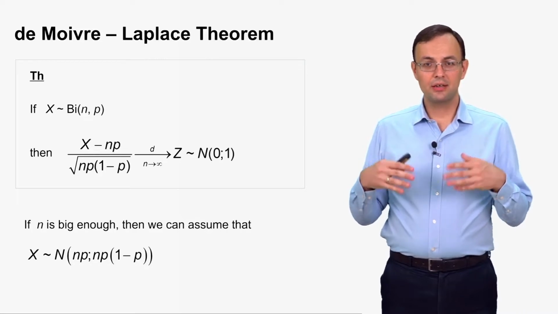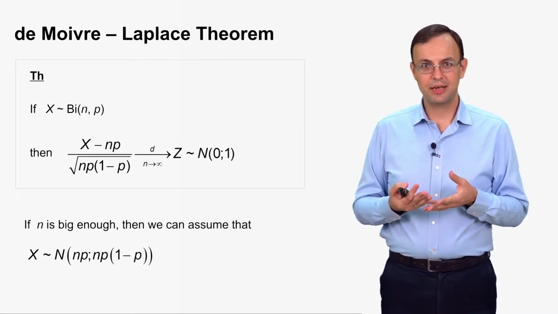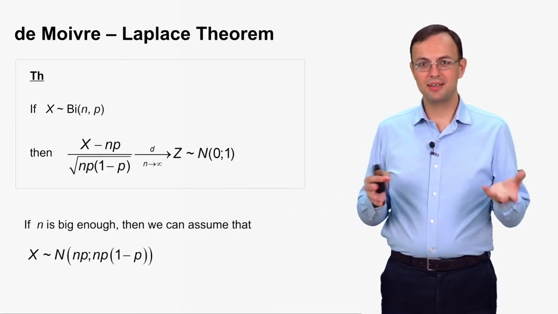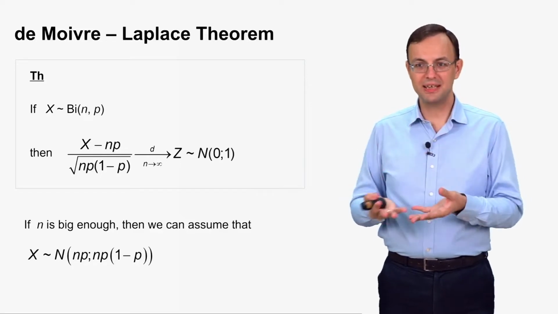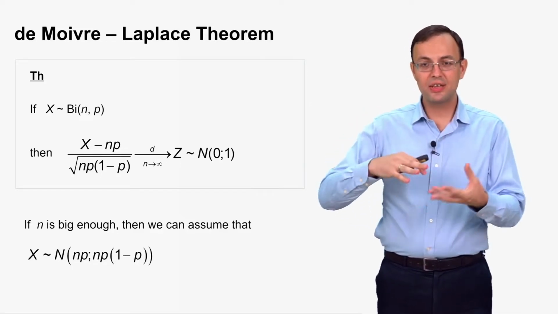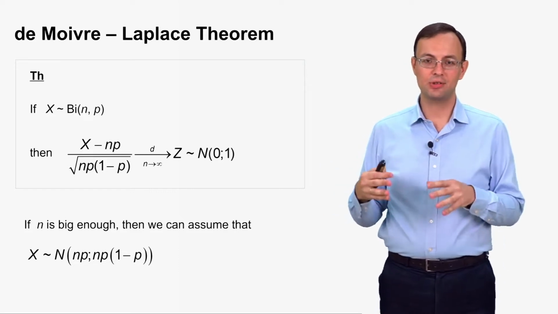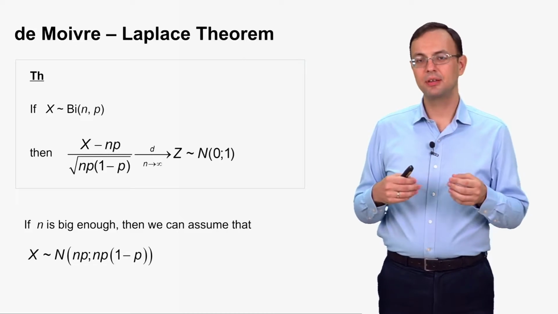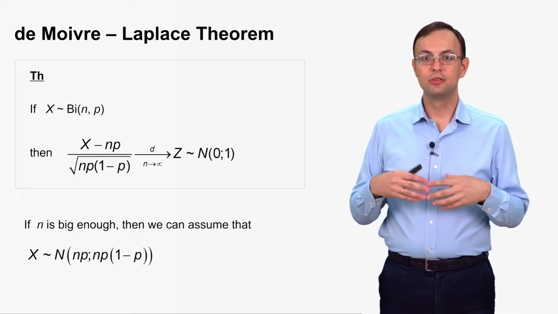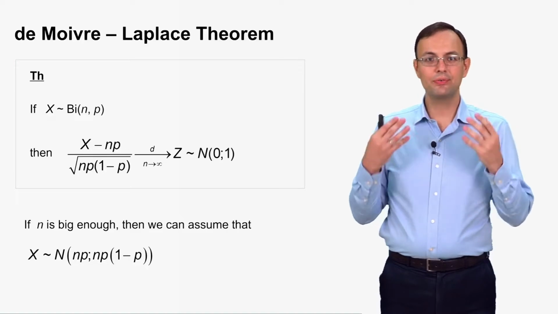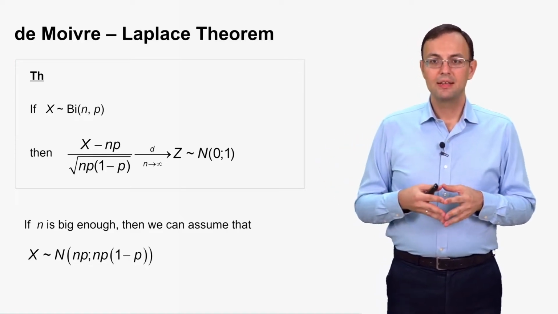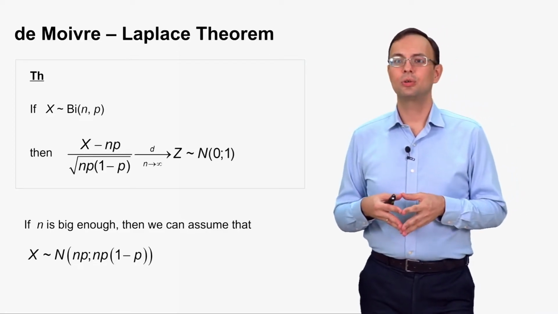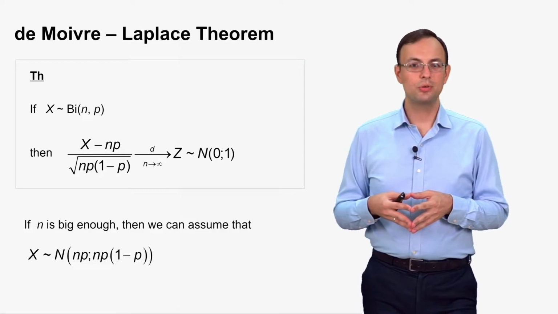The meaning of this theorem, as applied, is the same as the previous one. If n is big enough, then we can replace the binomial distribution with the normal one. So we can say that a binomially distributed random variable is actually normally distributed if the number of trials is big enough. So the last question is, what do we mean by saying big enough?